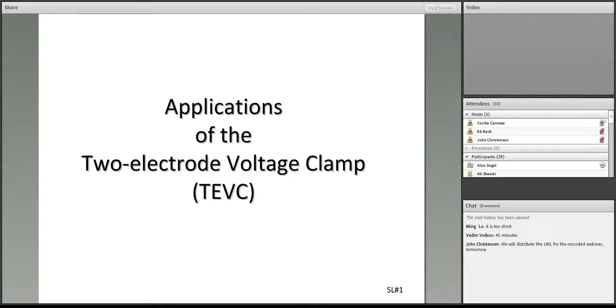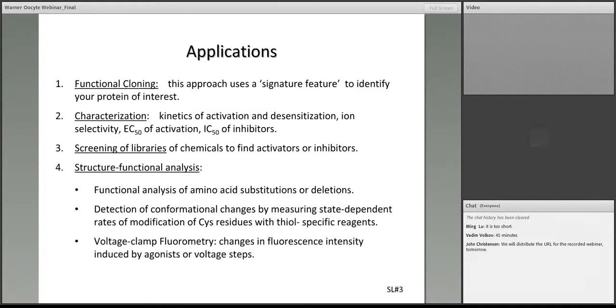The identity of the protein doesn't matter. It can be an ion channel, a transporter, or an ion pump. I will show examples of each of these classes of proteins during the presentation. This is a list of studies we have conducted in my laboratory using the Xenopus oocyte and the two electrode voltage clamp for recordings.